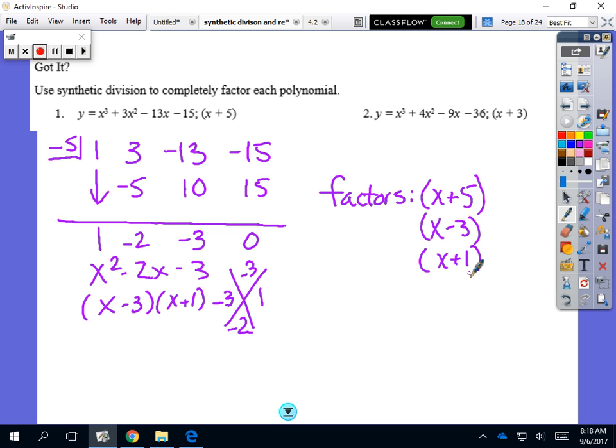Okay, so if you want to stop the video and try number 2, and then come back on and I'll put the solution up here for you. So the answer to number 2 should be x plus 3, x plus 4, and x minus 3.